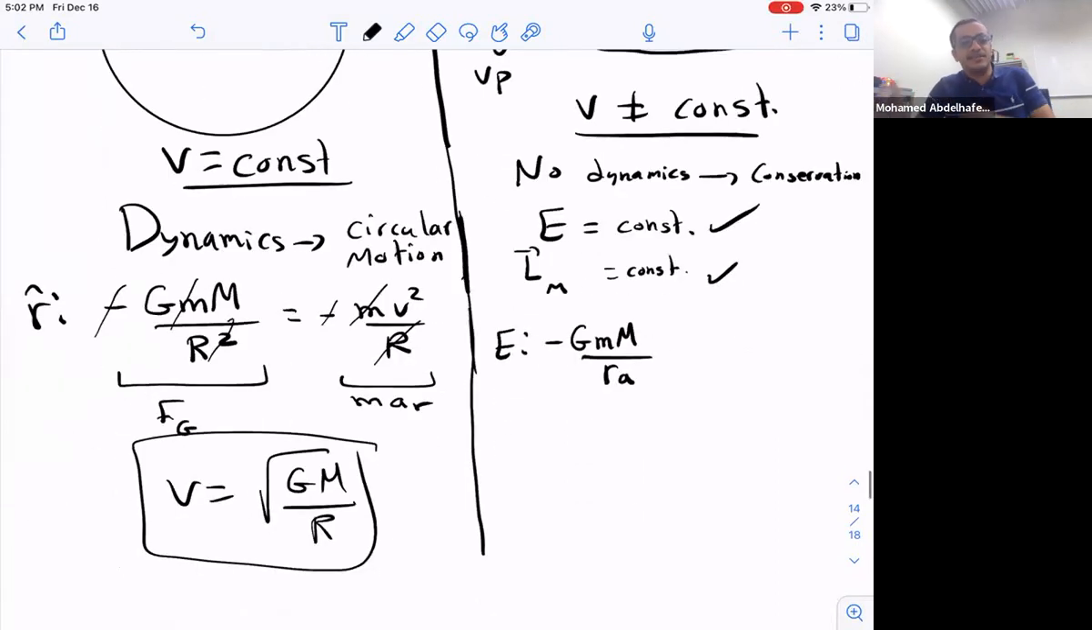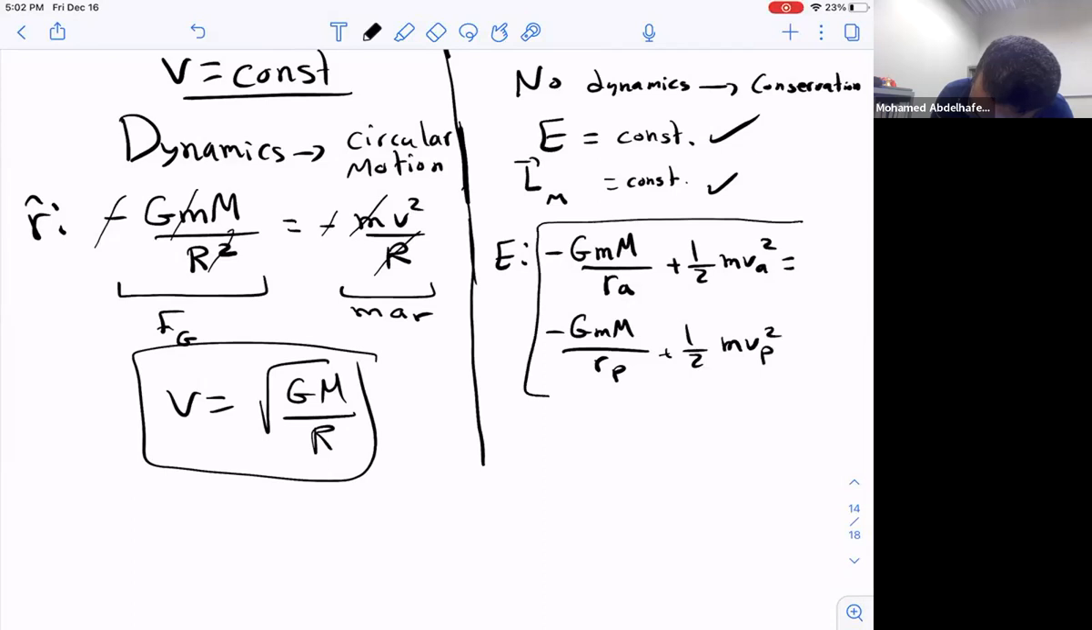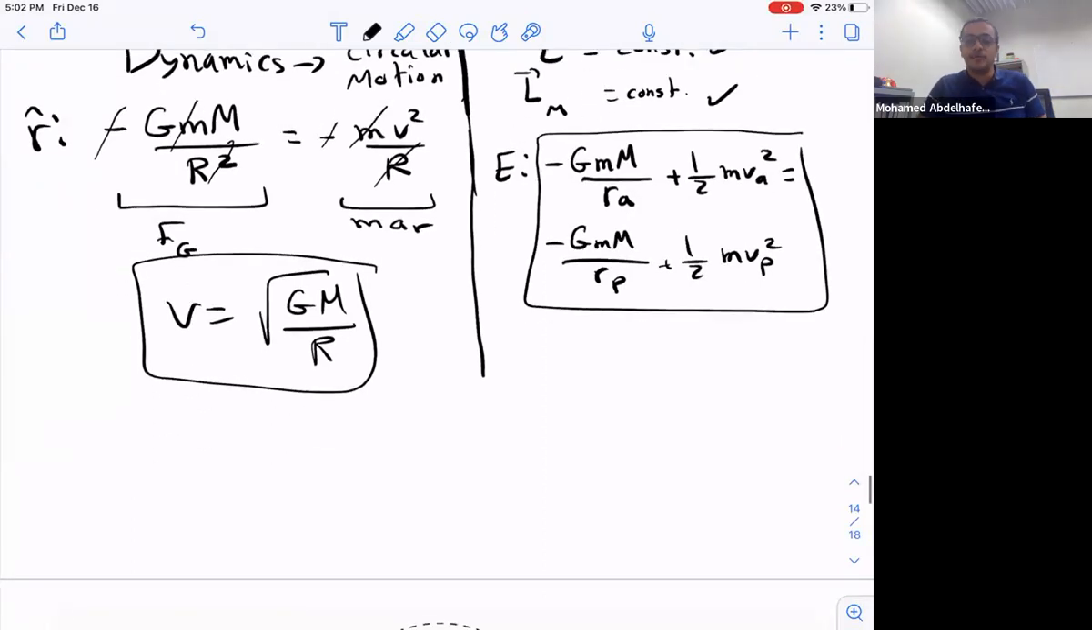So anyway, the energy is minus GM over R, and then you have plus 1/2 mv squared. This is at point A. That has to be equal to the same thing at point P. That's energy conservation. And then angular momentum about the point: this is just a translational motion. If you look at this instant, this is a point mass moving with V, so that's just mVR. So you get a very simple equation, m V_A R_A equals m V_P R_P. That's the angular momentum equation.